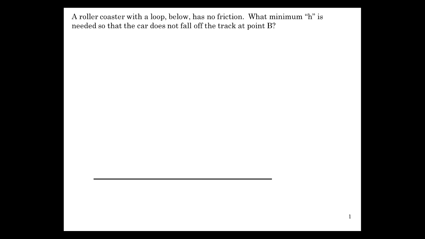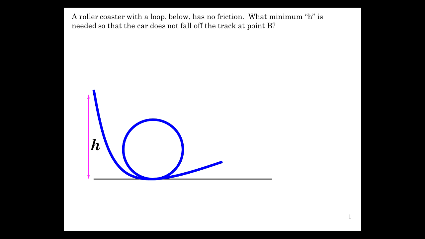Let's conclude with a couple of example problems. The first one will be quite easy, relatively, and the second one will be a little more challenging. So we have a roller coaster, no friction, that's nice, and we need to determine various positions here, A, B, and C. What minimum height is needed so the car does not fall off the track at position B?